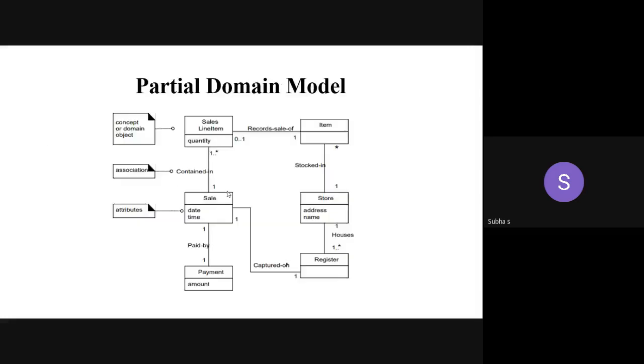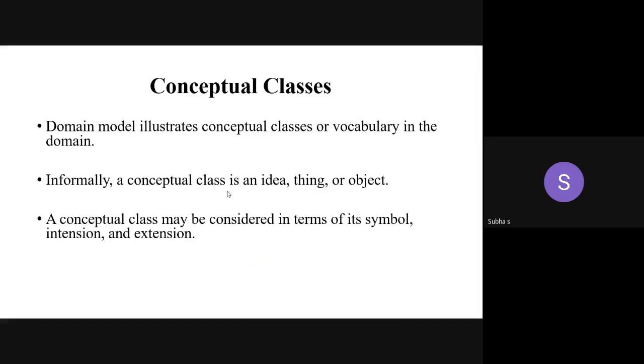Now we are going to convert this partial domain model into a complete domain model using the operations. With this itself we are getting some idea, but you have to give it in detail through what? Through the conceptual classes. For making a domain model efficient, you have to use what? Conceptual model, because the definition itself is a visual representation of the conceptual classes. So it illustrates the conceptual classes or the vocabulary.